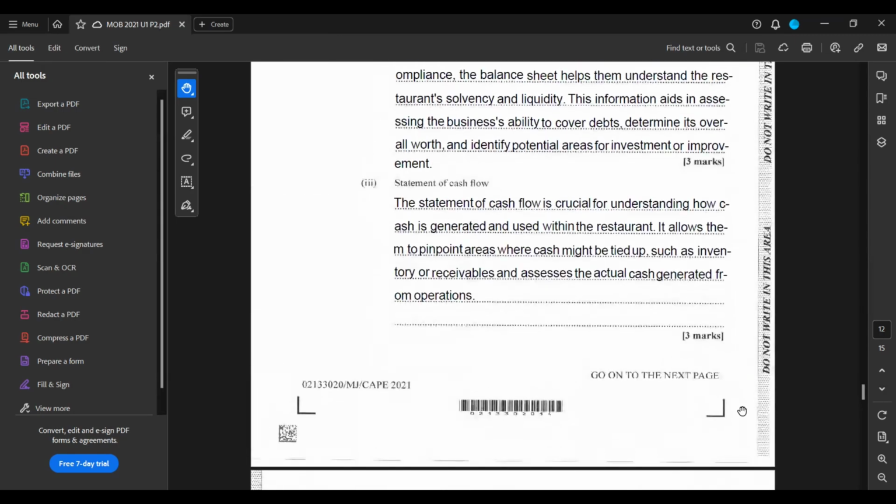The statement of cash flow is crucial for understanding how cash is generated and used within the restaurant. It allows them to pinpoint areas where cash might be tied up, such as inventory or receivables, and assesses the actual cash generated from operations.